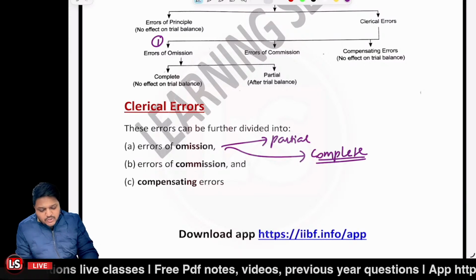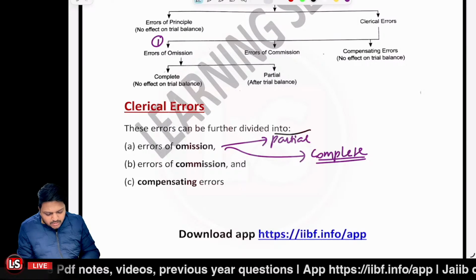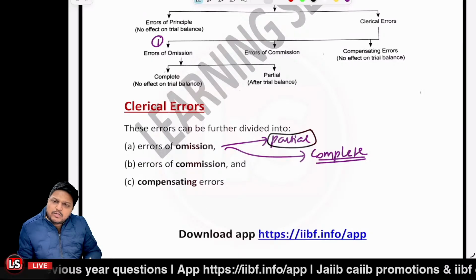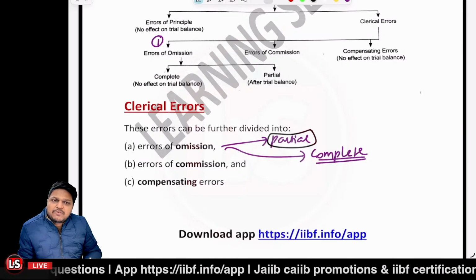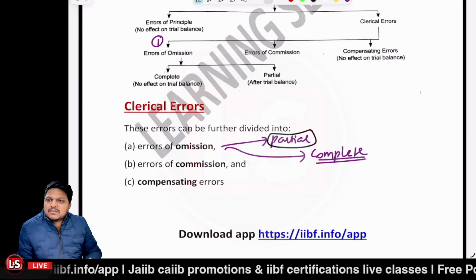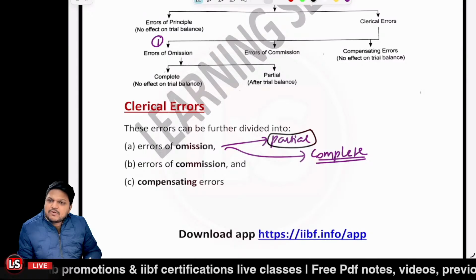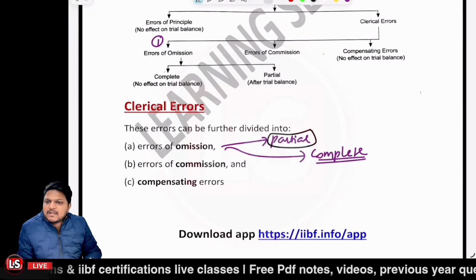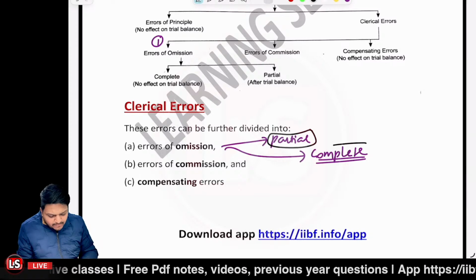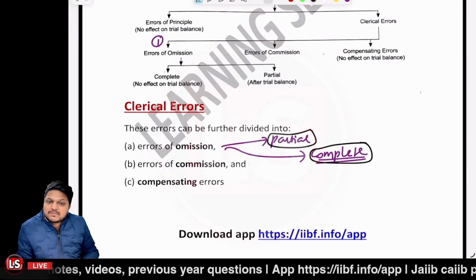Now, if there is partial omission, then definitely it is going to have an effect on the disagreement of the trial balance. Let's say you have recorded on the debit side but not the credit leg. Definitely, it's going to impact the trial balance. Or either way, let's say you have recorded the credit but not the debit, it's going to affect the trial balance. But if you have completely omitted the entry, then it's not going to impact the trial balance.